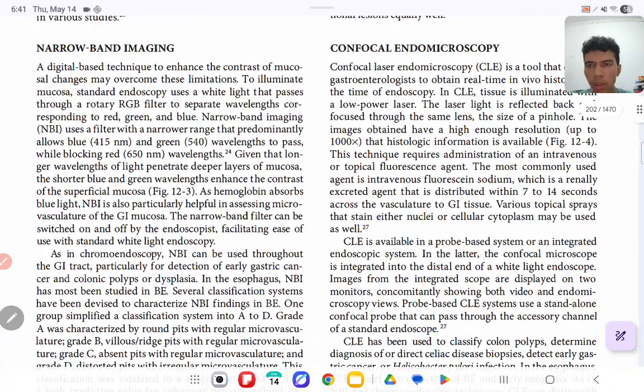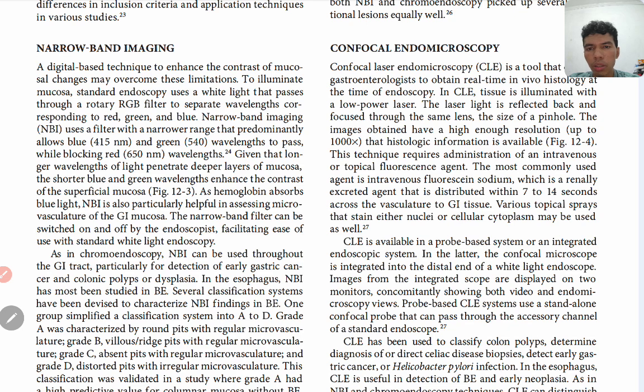Next, narrow band imaging, a digital-based technique to enhance the contrast of mucosal changes, may overcome this limitation. To illuminate mucosa, standard endoscopy uses a white light that passes through a rotary RGB filter to spread wavelengths corresponding to red, green, and blue. Narrow band imaging uses a filter with a narrower range that predominantly allows blue and green wavelengths to pass while blocking red wavelength. Given the longer wavelength of light penetrates the deeper layer of mucosa, the shorter blue and green wavelengths enhance the contrast of the superficial mucosa.